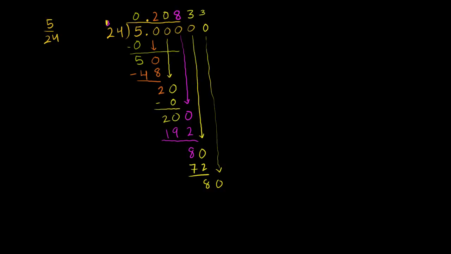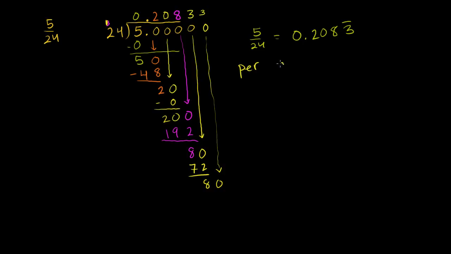So 5 over 24. Let me write this down. 5 over 24. I want you to understand why it keeps repeating. Every time we do this now, we're going to get a 3 and come down, get a 72. 80 minus 72, we're going to get another 8. And we're just going to have a big string of 3's there. So 5 divided by 24 is 0.2083 repeating.